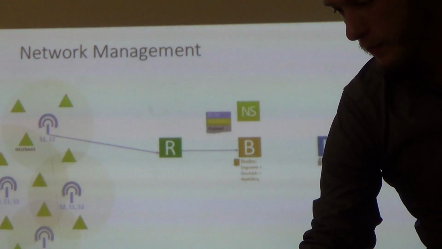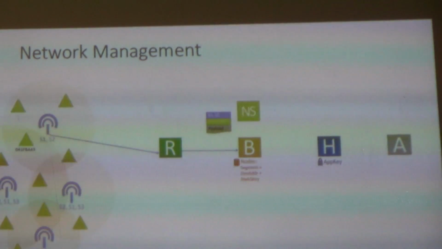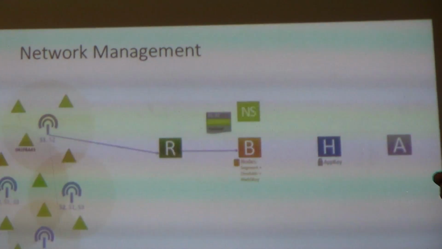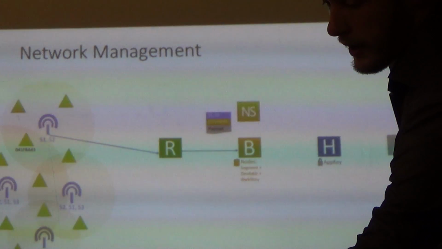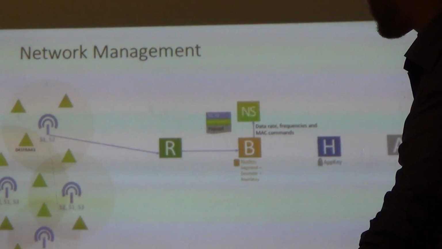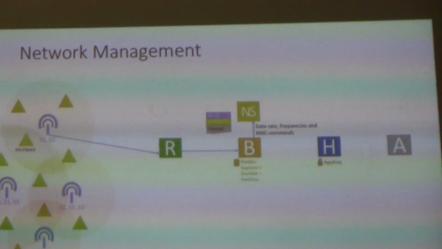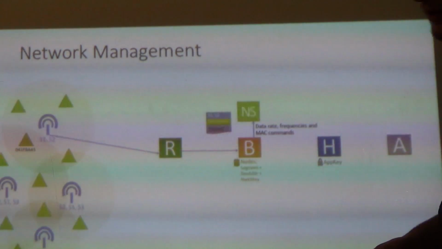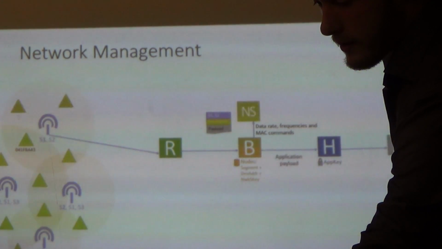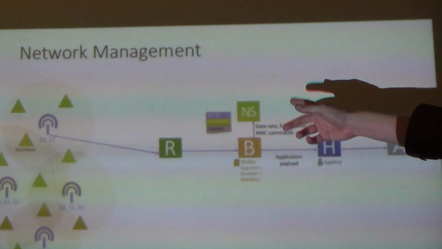Basically, in LoRa you have two types of messages. One is for the network itself, called the MAC commands, and the other one is application payload. And the broker could easily see, based on the type of the message, whether it is a MAC command or application payload. And if it's a MAC command, it goes to the network server.